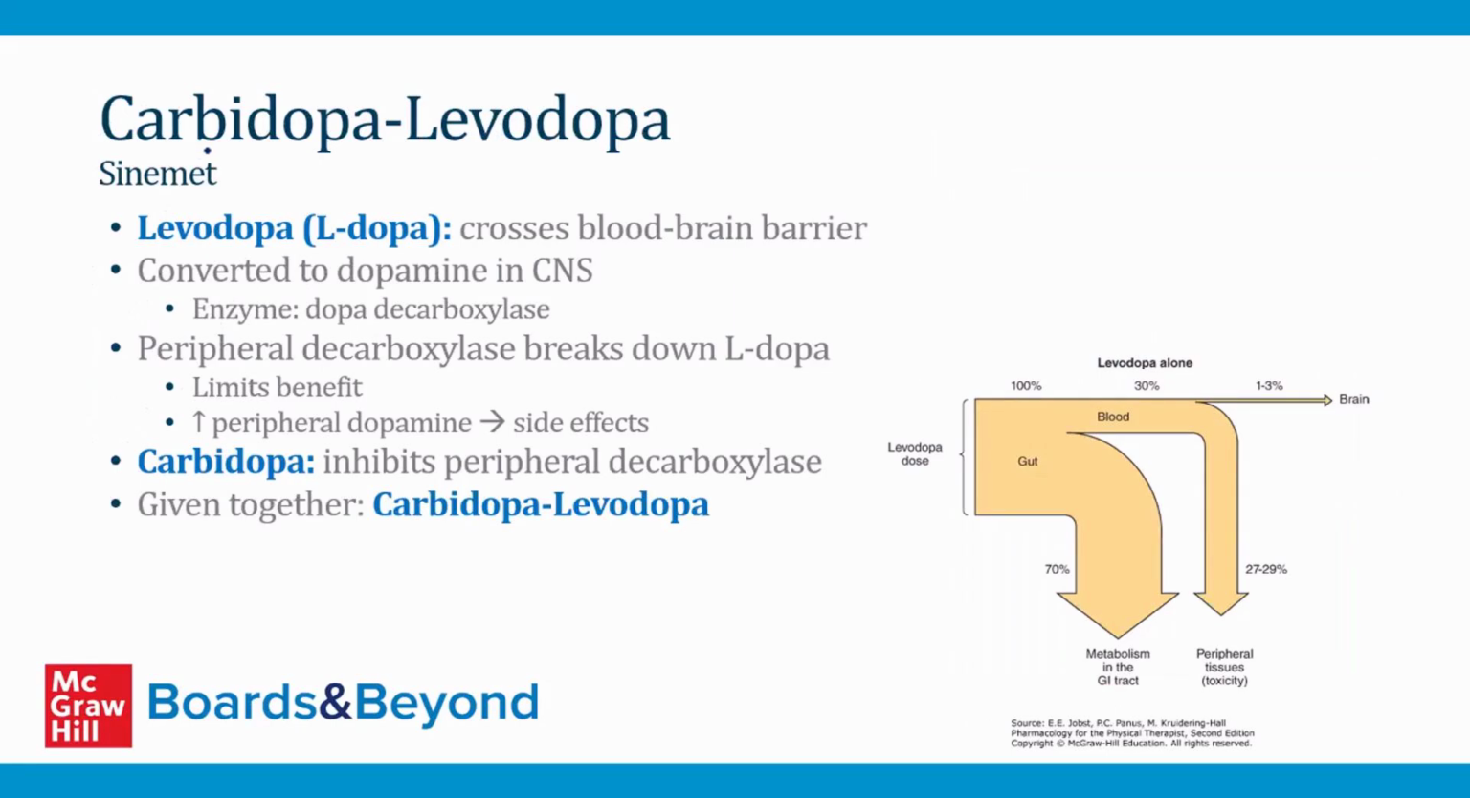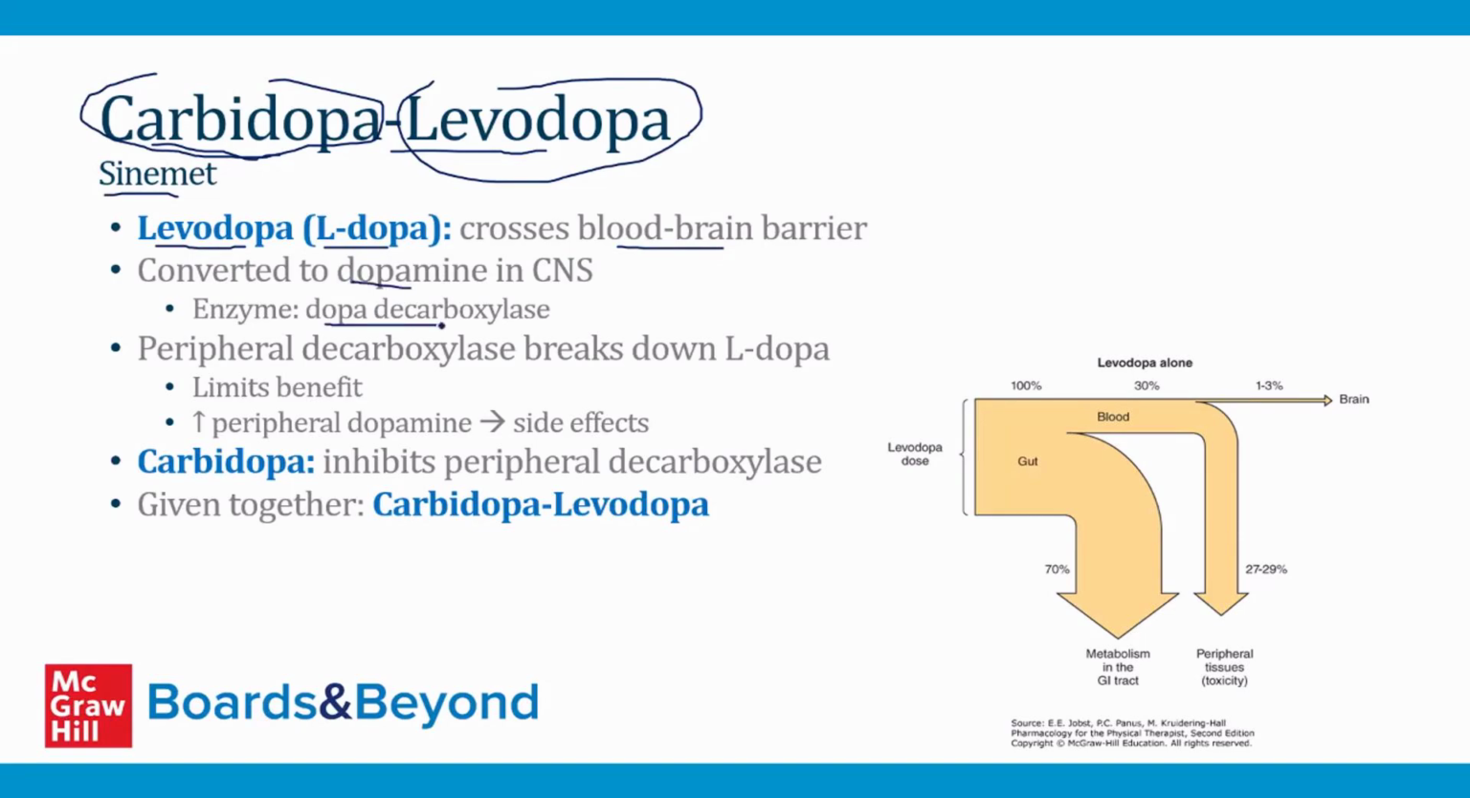Okay, the first treatment for Parkinson's disease we're going to talk about is the combination drug carbidopa-levodopa. It goes by the trade name Sinemet. So this drug has two components. One's called carbidopa, the other is called levodopa. What levodopa does, which is also known as L-dopa, is it crosses the blood-brain barrier, and once it gets into the central nervous system, it's converted to dopamine by the enzyme dopa decarboxylase. And this boosts dopamine activity in the basal ganglia and improves symptoms of Parkinson's disease. The problem is there's also an enzyme found outside the brain, a peripheral version of decarboxylase that breaks down L-dopa before it reaches the central nervous system.